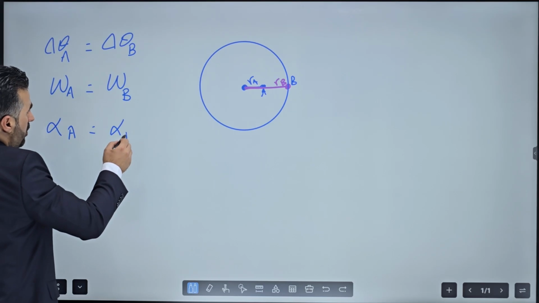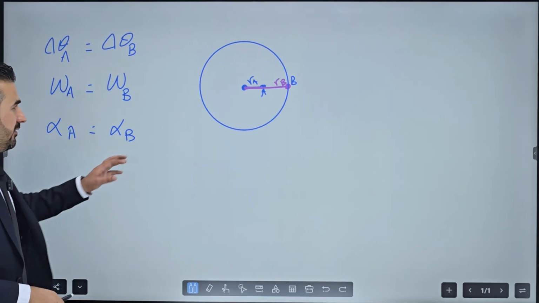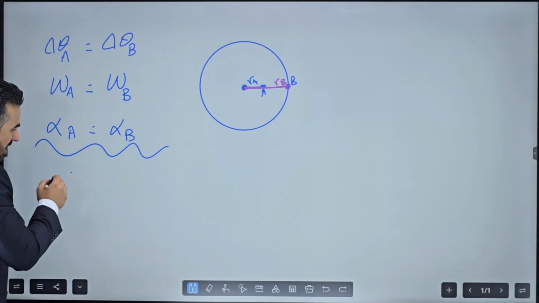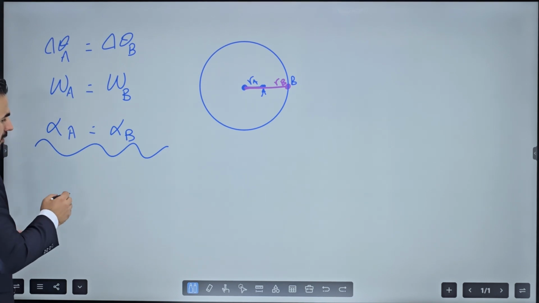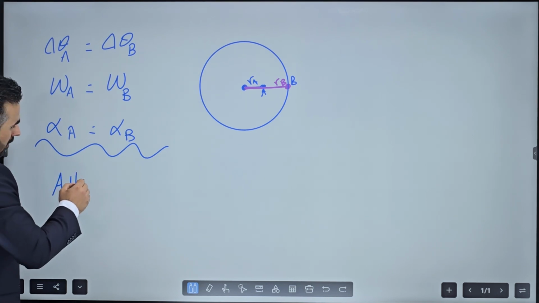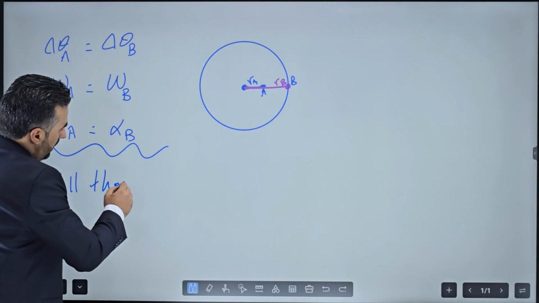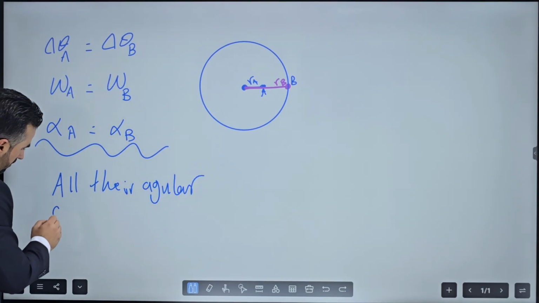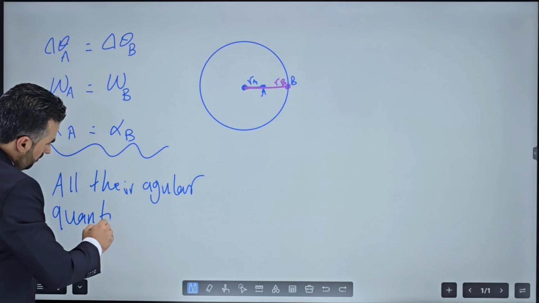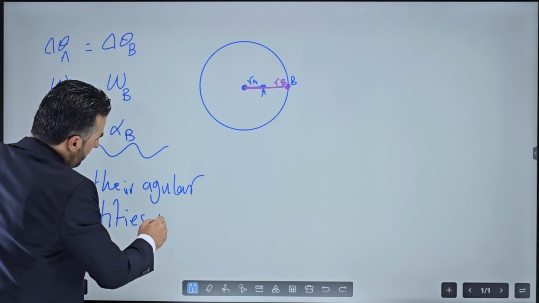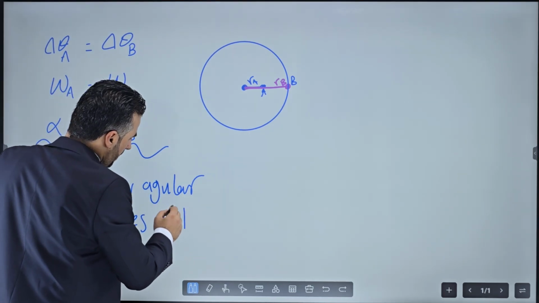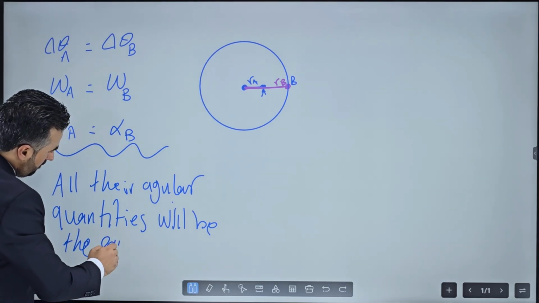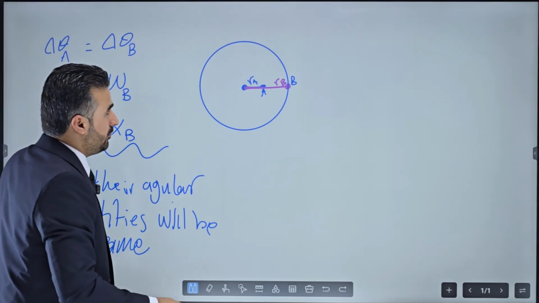What if we take more than one point, two points? Then of course, all the points, you will see that they will always have the same angular quantity, or you can say all their angular quantities will be the same. Let me tell you why it will be the same.